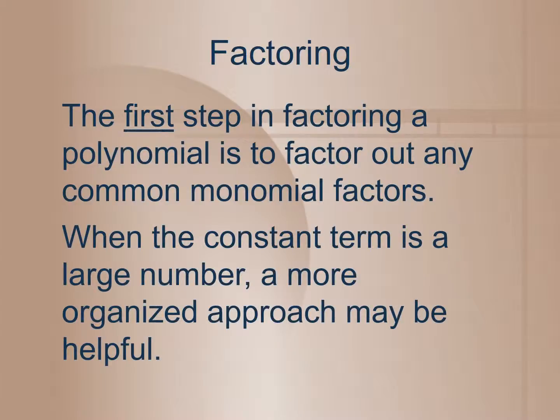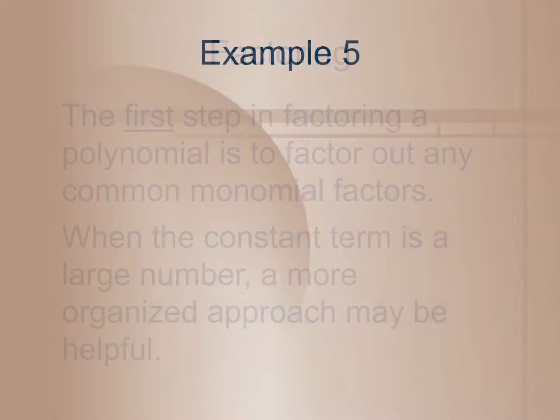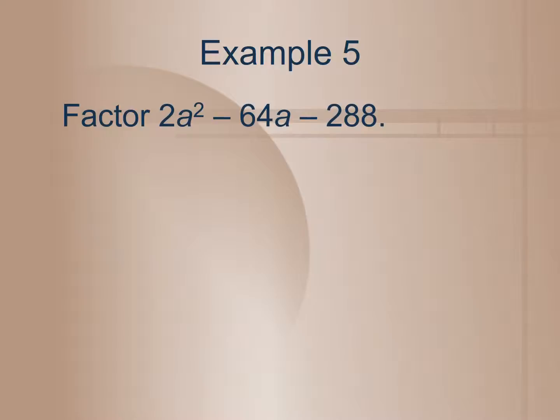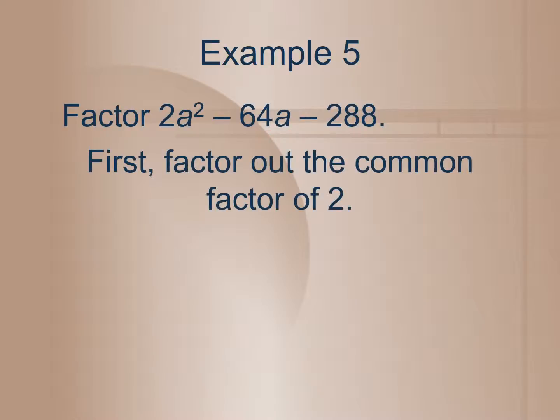And then when your constant term is a large number, a more organized approach may be helpful. For example, if you have 2a squared minus 64a minus 288, that's a really large constant term. So the first thing we want to do is factor out any common monomials. Each of these terms shares a factor of 2. So we're going to factor out the common factor of 2. And when we do, we're left with a squared minus 32a minus 144. And that's much nicer to work with.